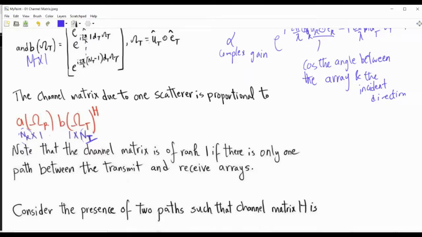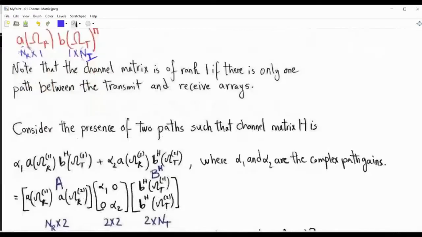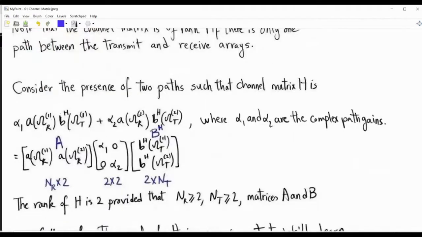So if you just have one scatterer, the rank is 1. And so later, this will mean that you can just transmit one stream of data, even if you have NT transmitters. If you have 2 paths, and assuming, this is a main assumption in the course, that the wireless channel is linear, and so you apply superposition.